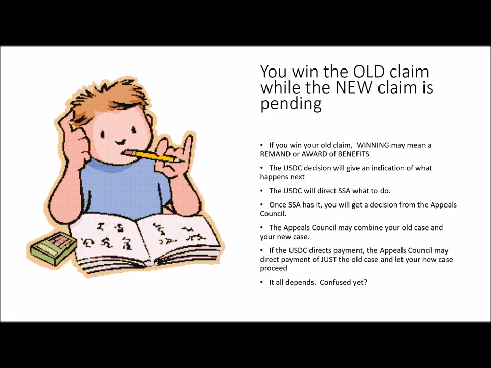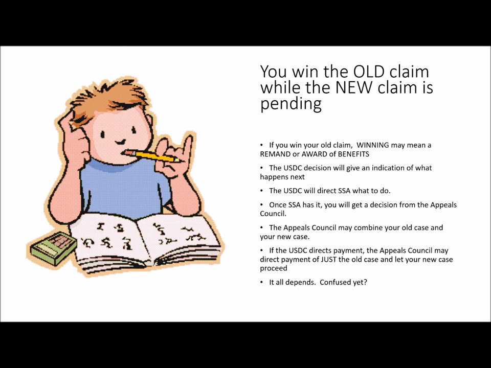Now, the USDC will usually give an indication of what's supposed to happen next. Well, what do you mean by that? Well, they'll either remand it or they'll pay it. So they'll say, hey, this is where we have some confusion in terms of what the judge has done. This is a situation where they say we're going to remand it. We're going to tell the Social Security Administration, we need you to address this issue. Let's say there was a statement by your doctor that the judge did not discuss. We don't know if the judge had enough evidence to make a decision because that judge did not address that doctor's statement. So they send it back to Social Security.